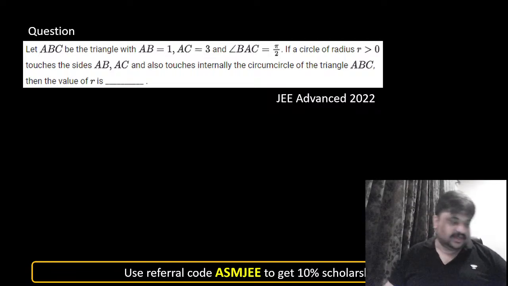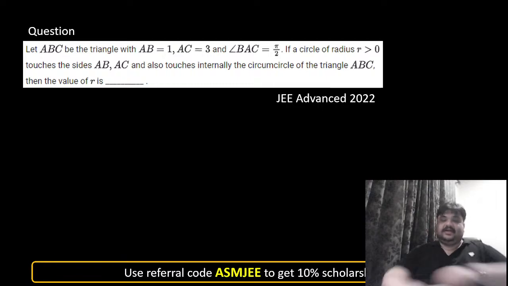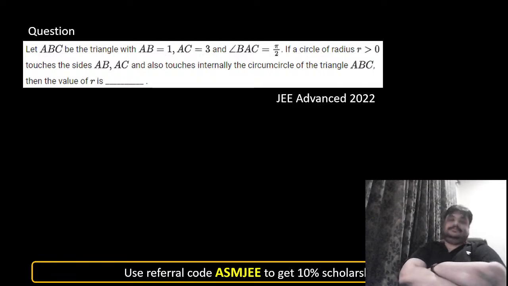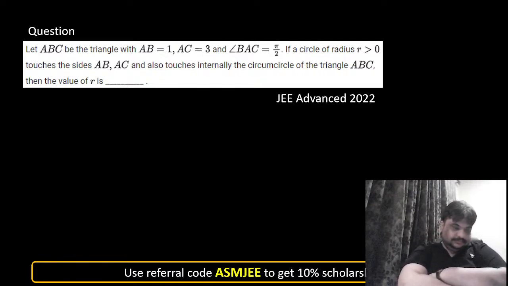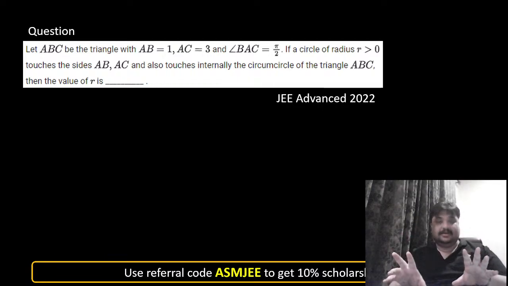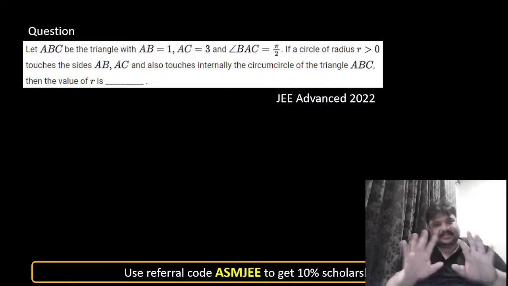Okay, try this question now, guys. This year's JEE Advanced question. Try it now. Relax. It's JEE Advanced, it's tough for everybody, but don't be scared. Just attempt it.